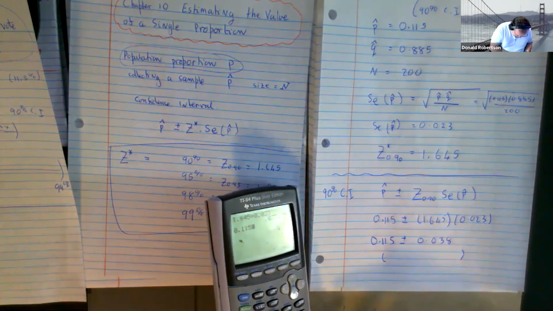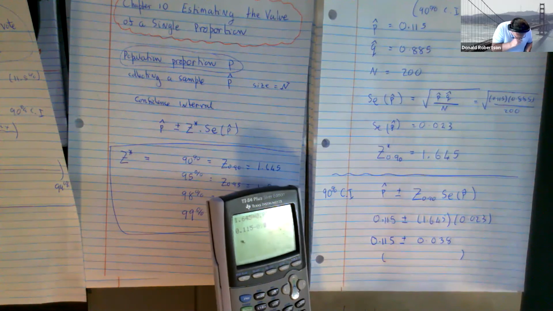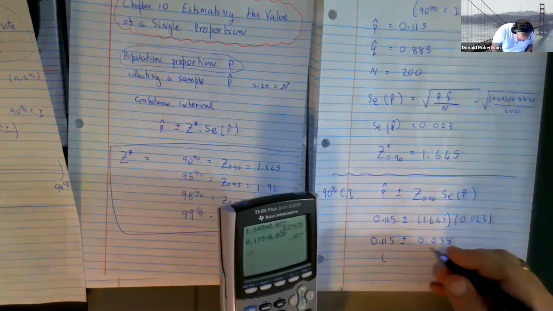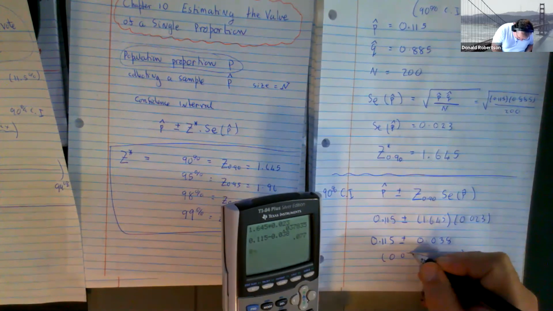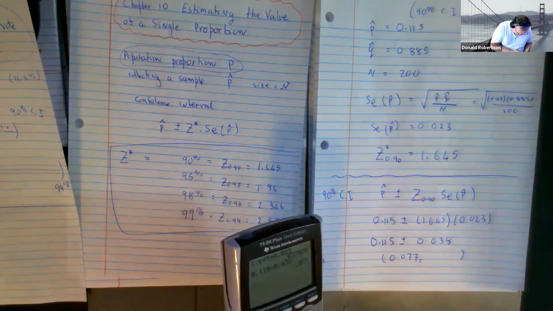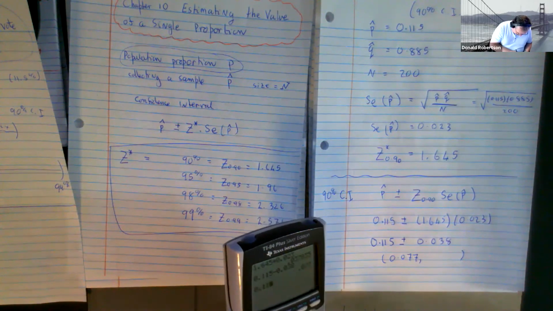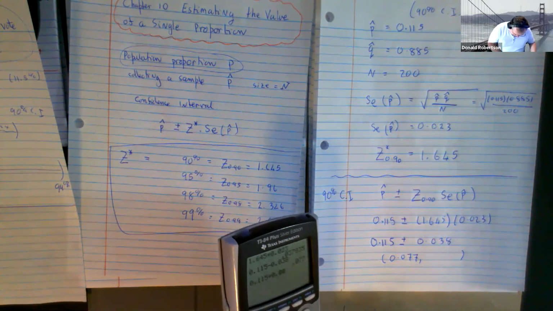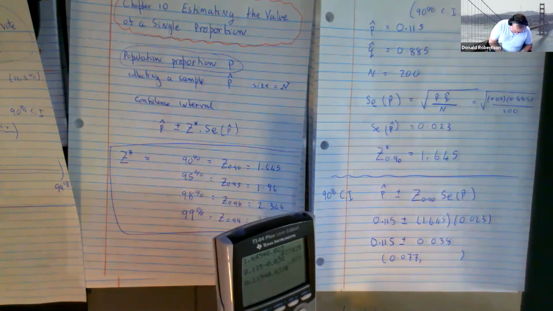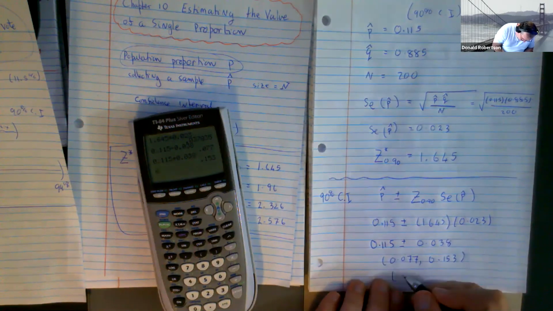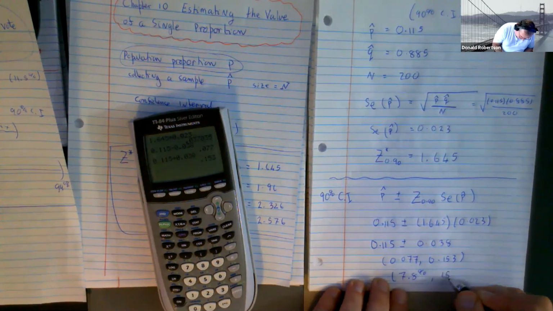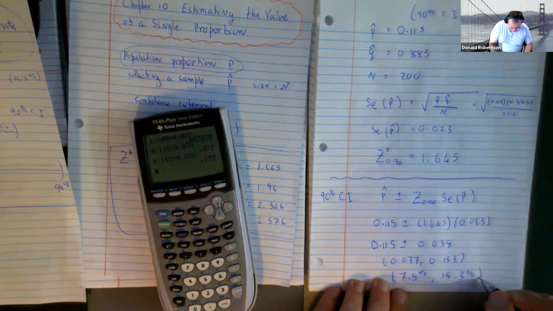0.115, take away 0.038, and so I get 0.077. And then 0.115, add 0.038, and I get 0.153. And that was totally acceptable. It would have been probably a little bit easier to understand if we did that.